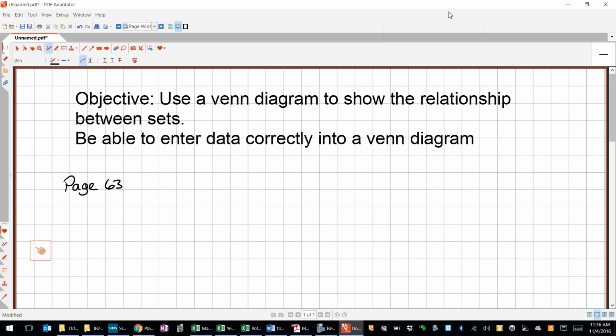We're looking from page 63 in the textbook, and it's very important that we understand how to put things into Venn diagrams. It starts simple, and then it starts getting a bit more complicated, and we have to use algebra to find unknown values and things like that. So we're just going to start with the basics of being able to put numbers in a Venn diagram.